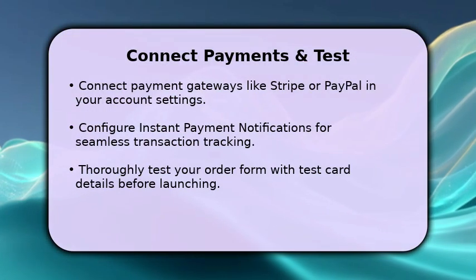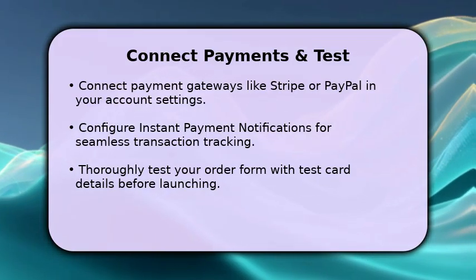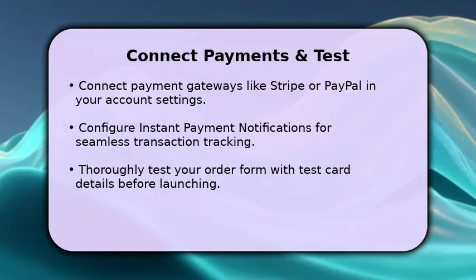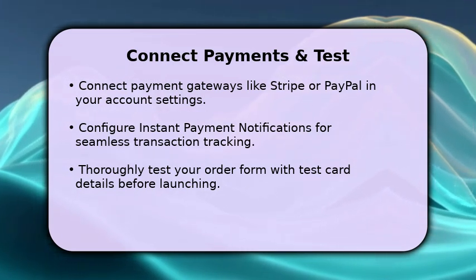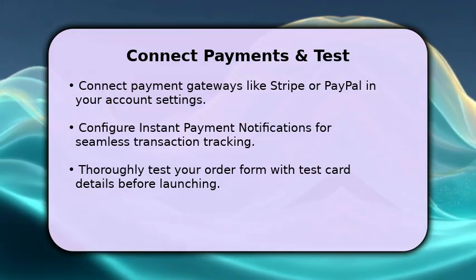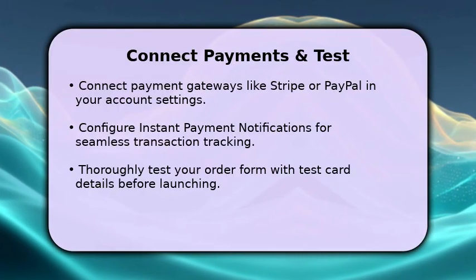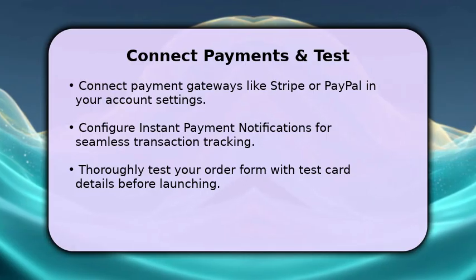Finally, let's set up your payment processing and ensure everything works perfectly. Navigate to your account settings and connect preferred payment gateways such as Stripe or PayPal. Remember to configure instant payment notifications, especially for PayPal, to ensure System.EO tracks successful transactions. Before going live, always perform a thorough test of your entire order form using test card details to confirm a smooth customer experience.